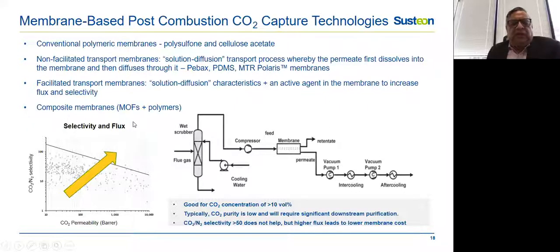But again, these are good for CO2 concentration of greater than 10% volume typically. The CO2 purity is low and will require significant downstream purification. And the CO2/nitrogen selectivity of membrane over 50 doesn't really buy much, but the higher flux could be very useful in terms of reducing the overall cost.